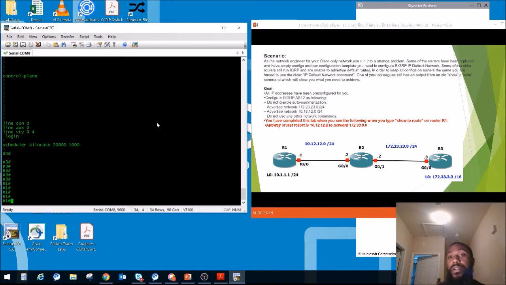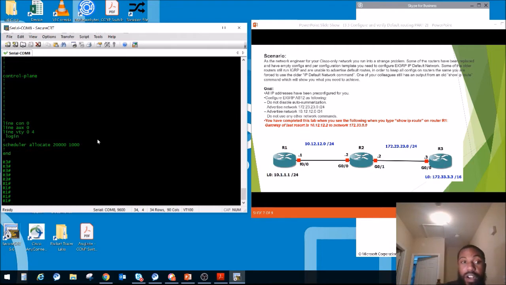We have to configure EIGRP AS 12 as the following: do not disable auto summarization. Advertise those two networks right here, and do not use any other network commands. When you're done, you have completed this lab when you see the following when you type show ip route on router 1: gateway of last resort 10.12.12.2 to network 172.33.0.0, which is the loopback interface. That's the network where the loopback interface is on router 3.